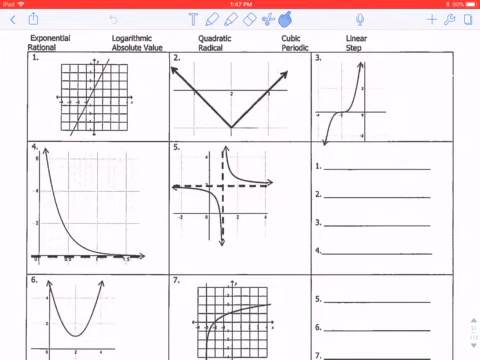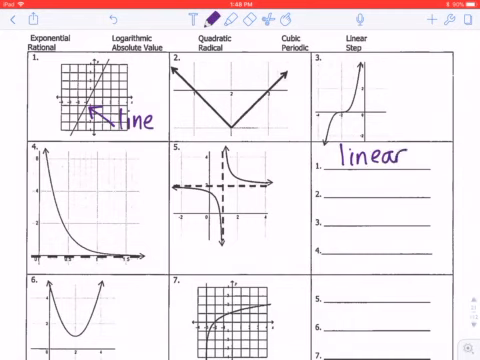Number 1, if we look at it, all we see here is a line, right? When we just see a line, not a bent line like this one, just a line, we will call it linear. So number 1, our answer for this one is linear.